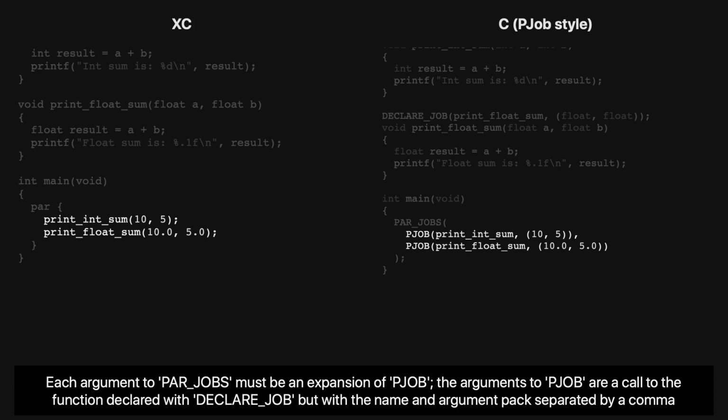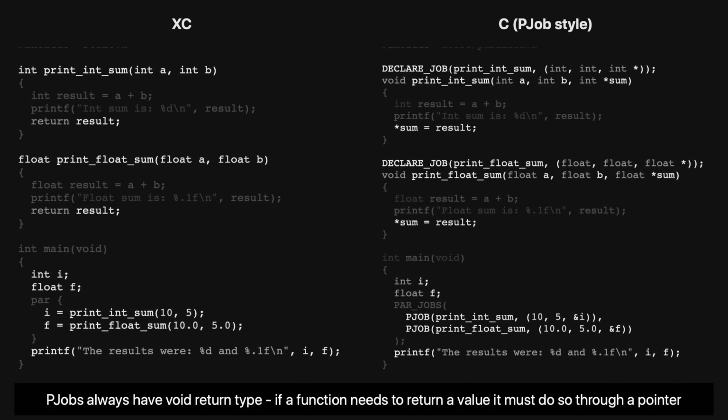The arguments to the pjob macro are the name of the function to dispatch, followed by the arguments to call it with. You'll notice that the arguments to pjob look like a normal call, but with the function name and parameters separated by a comma. You might also have noticed that we never specified a return type for our job functions, and that's because all pjobs return void. This means that if you want to return a value from a pjob, you'll need to do so through a pointer parameter, like in this example. Whilst this is different to XC, it's got clear semantics and it's not restricted by XC's thread disjointness rules.